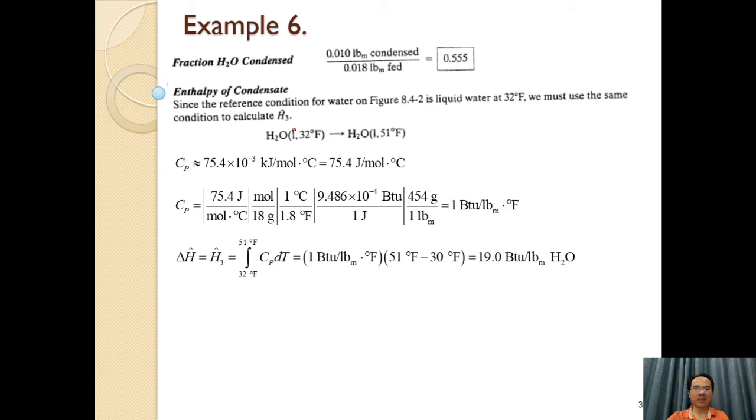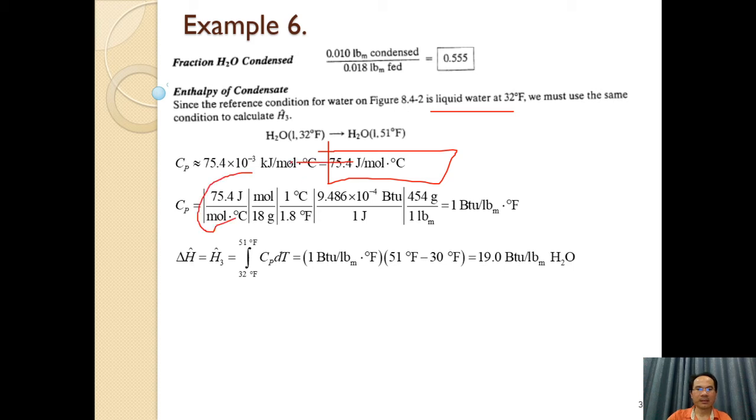Another is enthalpy of condensation. For this case, the system is referenced to liquid at 32 degrees Fahrenheit and must be the same condition to calculate it. We have water liquid at 32 Fahrenheit to liquid at 51 Fahrenheit. In this case, we assume the heat capacity of water is approximately 75.4 multiplied by 10 to the power minus 3 kilojoule per mole degree Celsius, that is approximately 75.4 joule per mole degree Celsius. And then you can calculate Cp.